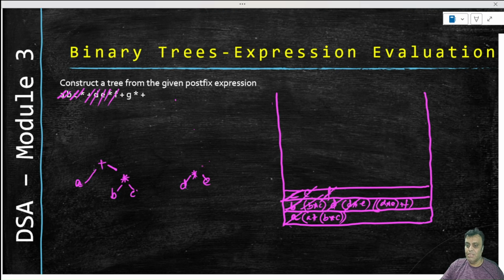So we will now integrate this D star E with a plus and take the F on the right. Right, so that's how this will look like. And the rest of this is, so plus is done. So now we have G. So G will go here. And once G goes here, we have star.